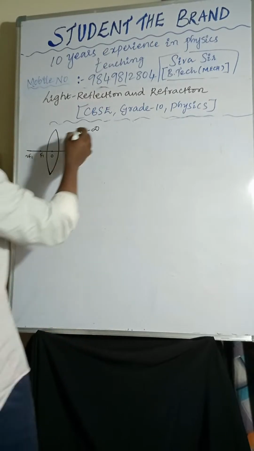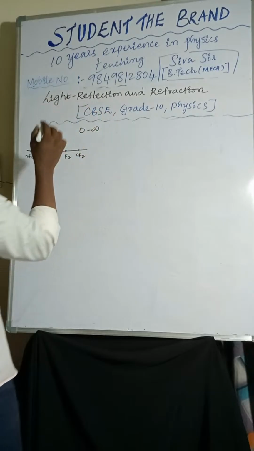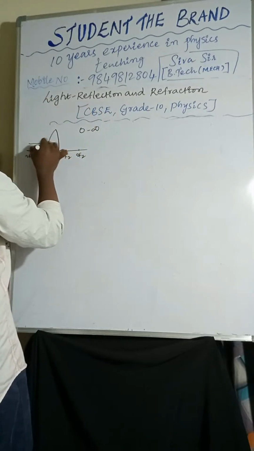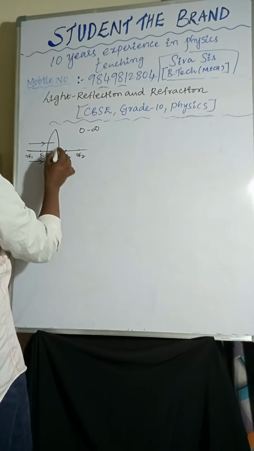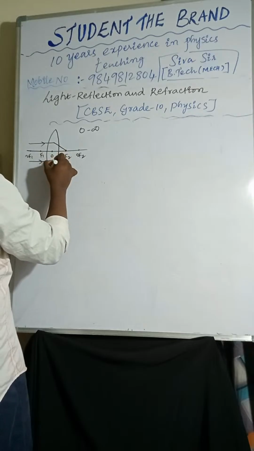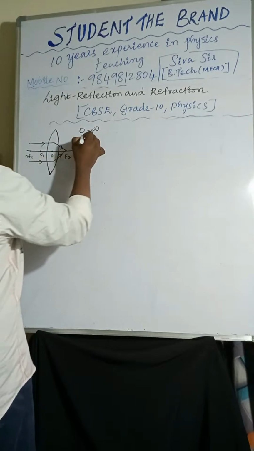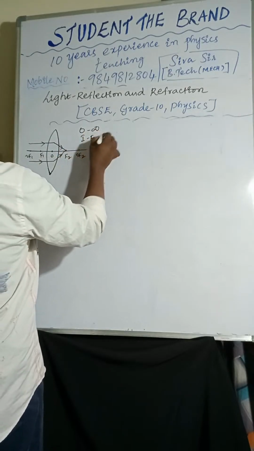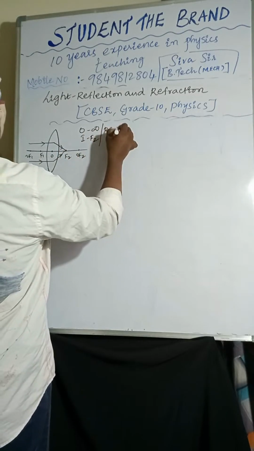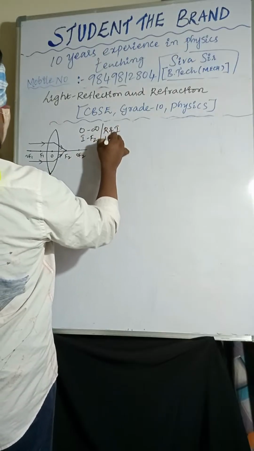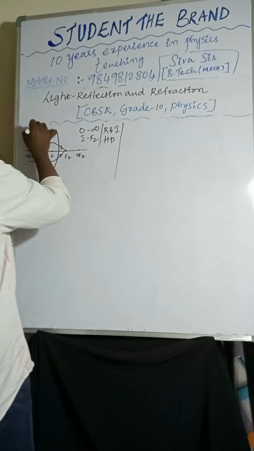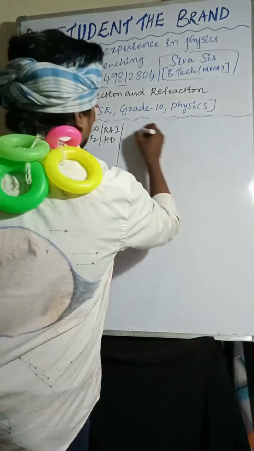So I'm considering object is at infinity. One light ray I am taking like this, and another light ray I am taking like this. The light rays will meet. So object is at infinity, image is forming at F2. Nature of the image is real and inverted. Size of the image is highly diminished. Point number one. Coming to point number two.